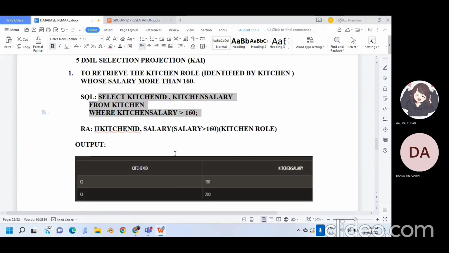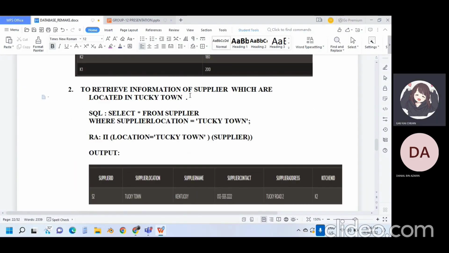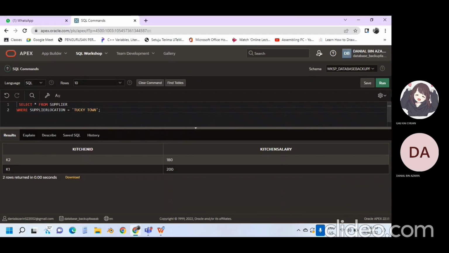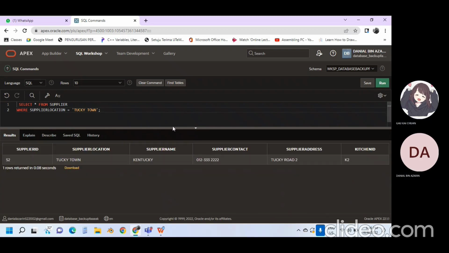For question 2, to retrieve information of suppliers which are located in Turkey town, the SQL is select from supplier where supplier location equals Turkey town. So the output is supplier ID S2, supplier location Turkey town, supplier name Kentucky, supplier contact 012-333-2222, supplier address Turkey Road 2, kitchen ID is K2.